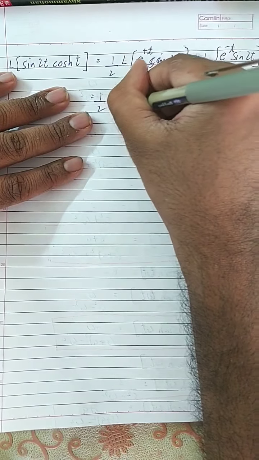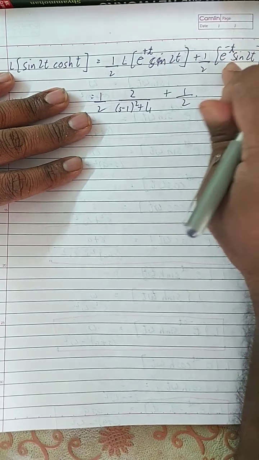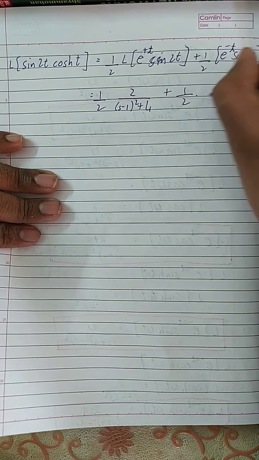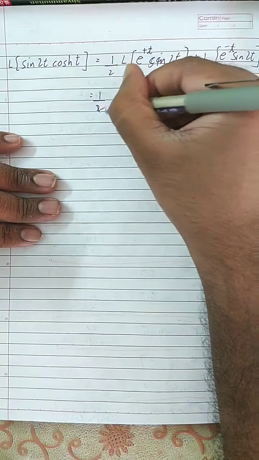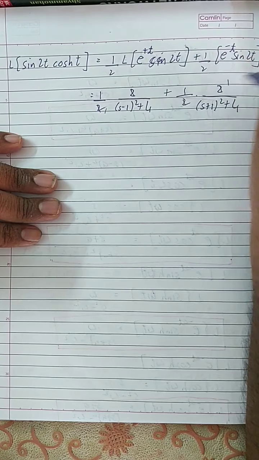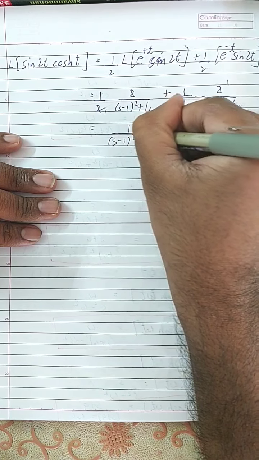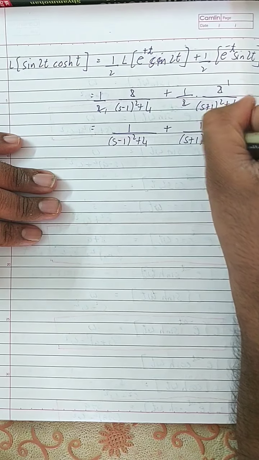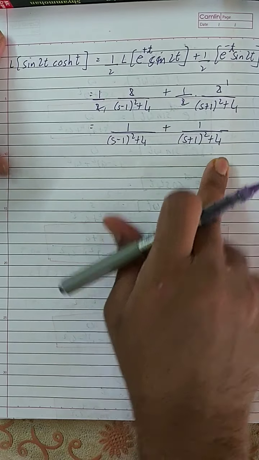2 by s minus 1 the whole square plus 4, plus 1 by 2 into, and the Laplace transform of e raised to minus t sine 2t is 2 by s plus 1 the whole square plus 4. Okay, so this 2 and this 2 will get cancelled, this 2 and this 2 also will get cancelled, so you will get 1 by s minus 1 the whole square plus 4 plus 1 by s plus 1 the whole square plus 4. Okay, so now I found the Laplace transform of this.